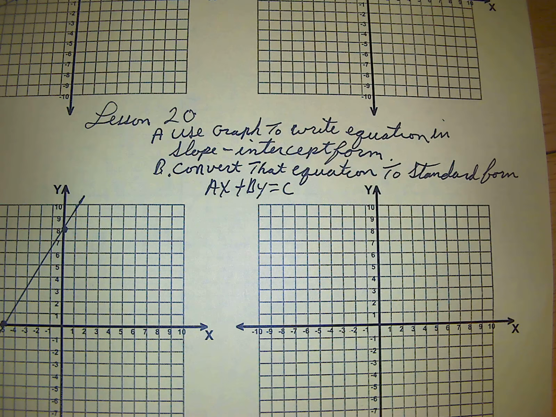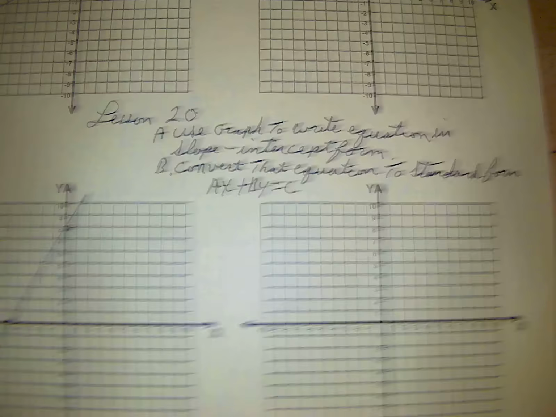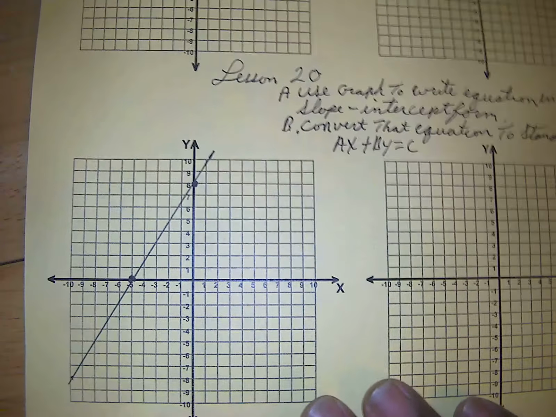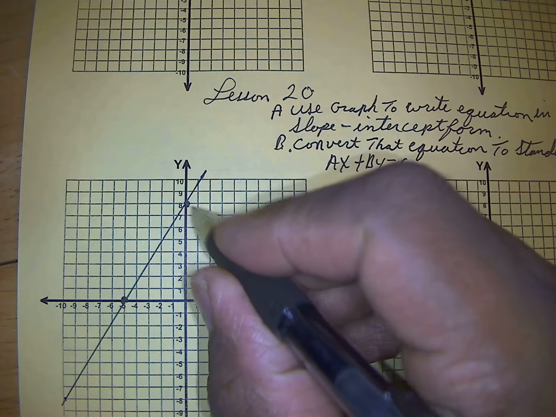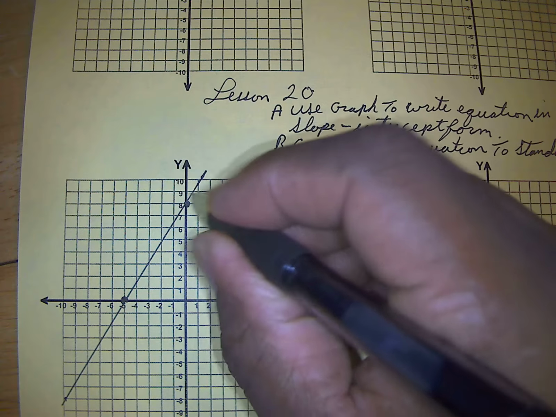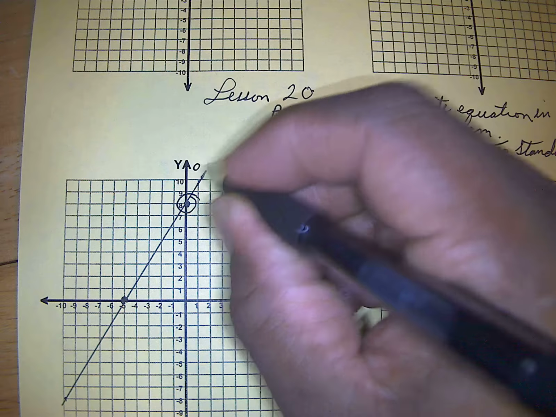Okay, lesson 20. This one basically asks: can you look at the graph, find the slope, find the y-intercept, then write the slope-intercept equation, and then move the x back to the left side so it'll be in standard form? So we'll go something similar to this. I have a graph here. I have a point here at (0, 8). I know this is my y-intercept because of (0, 8).